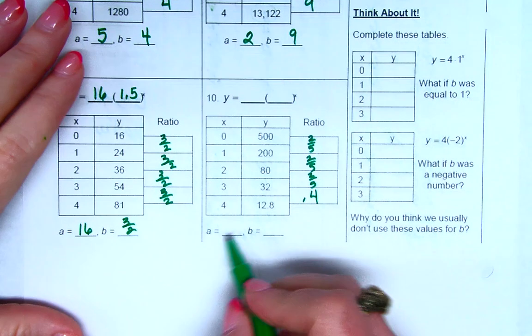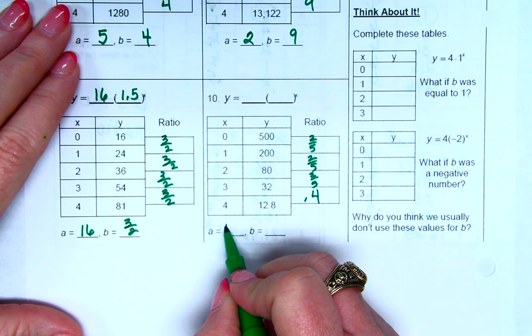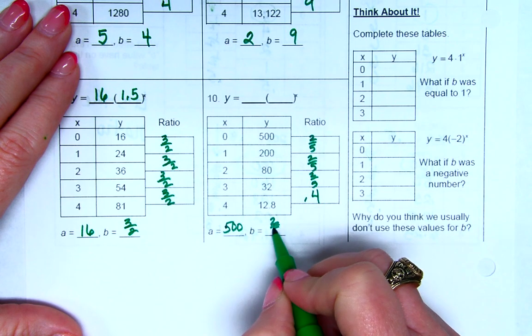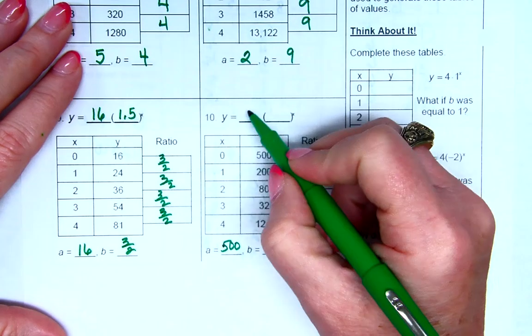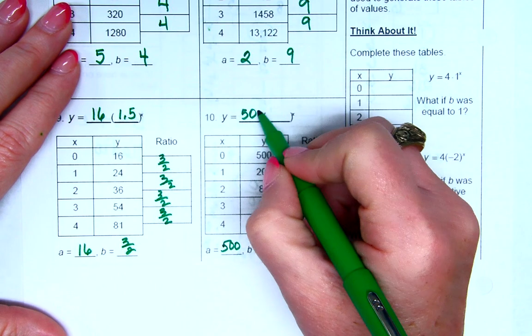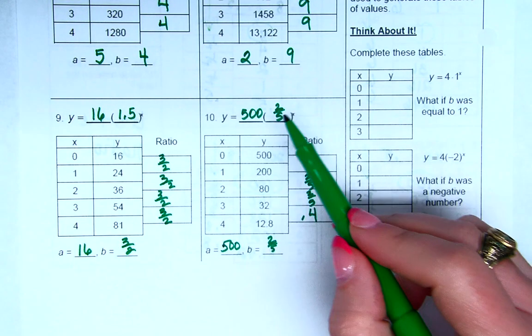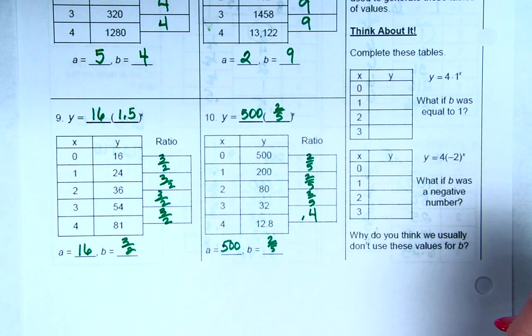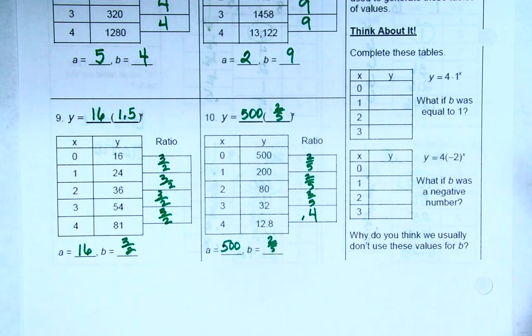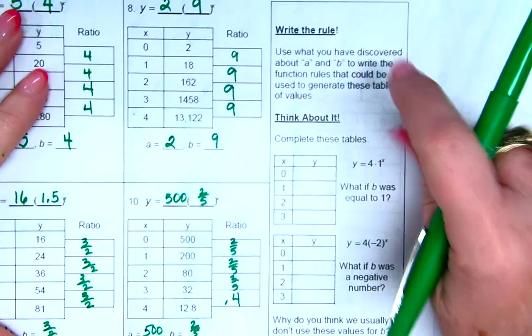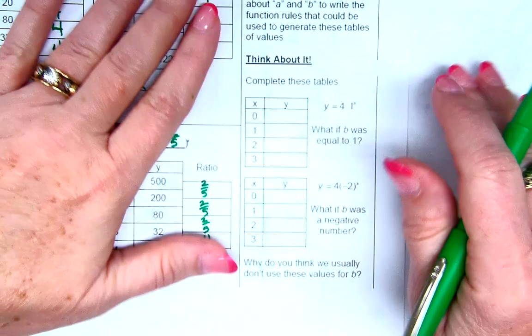Yes. So in this problem, what's A? A is 500, and what is B? 2 over 5. You want to use 2 over 5? Okay, so what's the equation? Y equals 500 times 2 over 5 to the x power. Now, I'm guessing, because I can see it, that some of you have 500 times 0.4 to the x power. And what are you going to say to that? You're going to say, okay. Because aren't they the same?